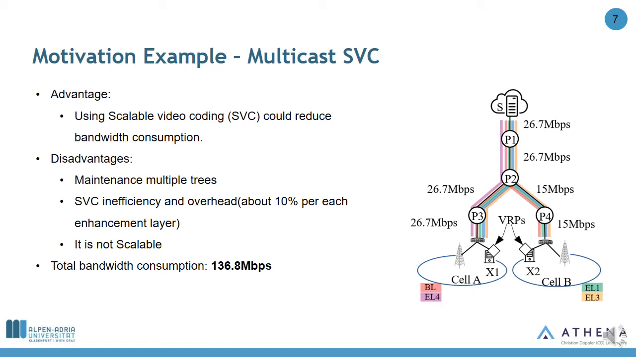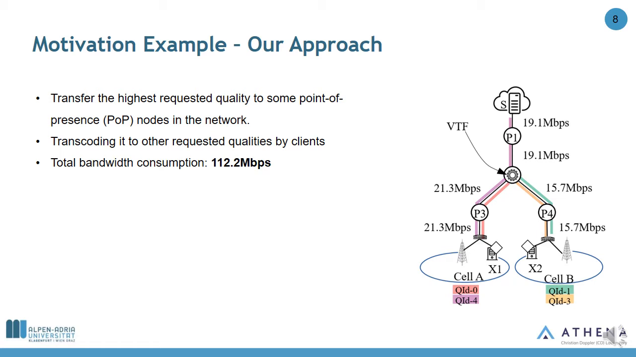The main idea of our approach is to transfer the highest requested quality to some PoP nodes in the network, and by launching a virtual transcoder at the selected PoP node, generate the other qualities requested by clients. Here in the example, we transferred QID4, the highest requested quality by the VRPs, from the source node to PoP node 2, and generate the other requested qualities here at P2 and transfer them to the VRPs. By employing this approach, we could save a considerable amount of bandwidth at the cost of transcoding in the network.